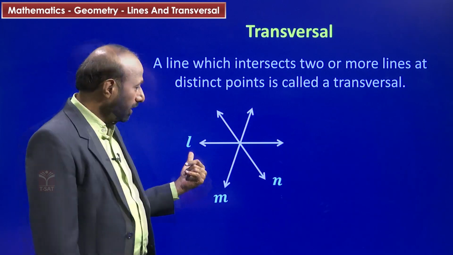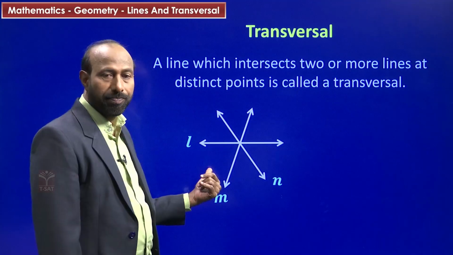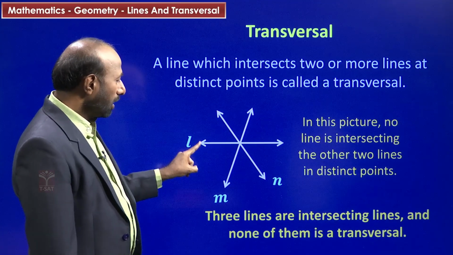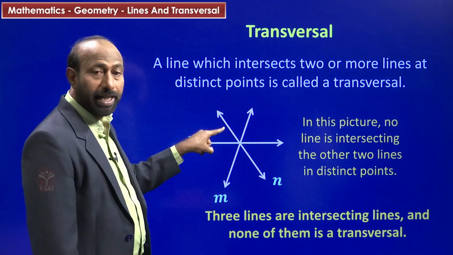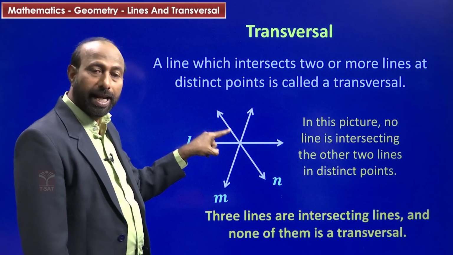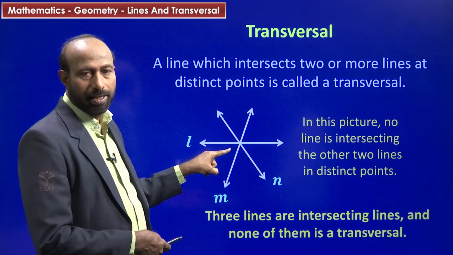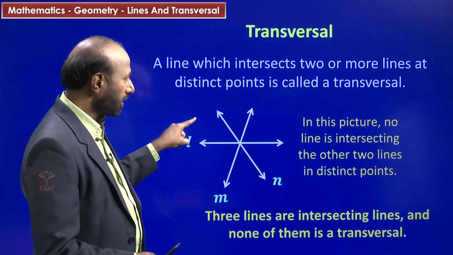Look at this picture. Is there any transversal in this picture? No, because each line intersects the remaining two lines at the same point. That is why there is no transversal in this picture.